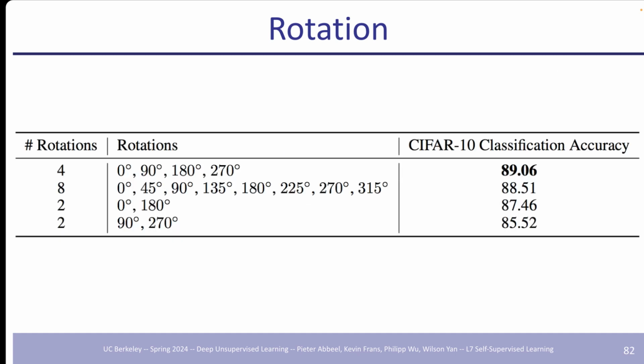And then they investigated, what if you have more possible rotations? It seems like maybe you could do even better, even a harder classification problem. Turns out that doesn't really help. Maybe these non-90 degree rotations are just weird and make for a different kind of setting.